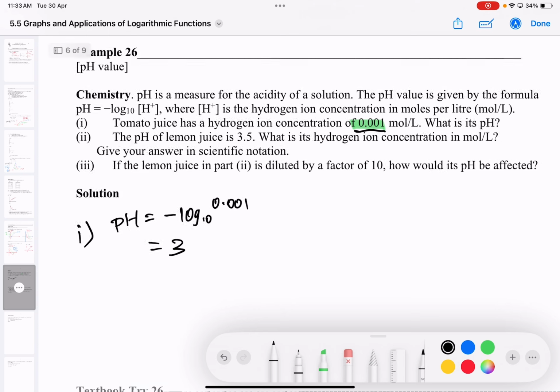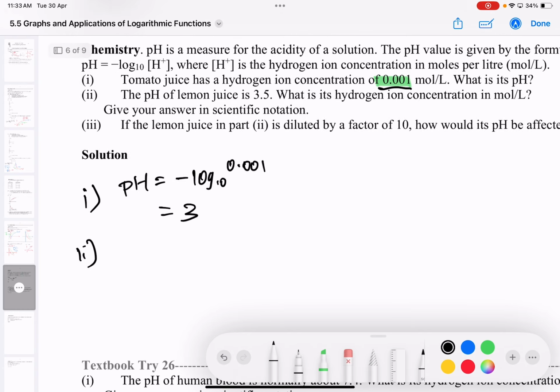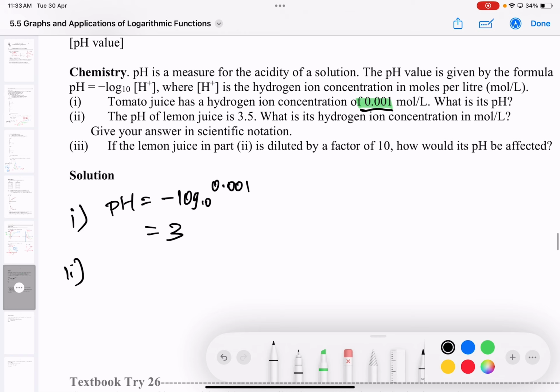Alright, part 2. The pH of lemon juice is 3.5. What is the hydrogen ion concentration? Give your answer in scientific notation. Scientific notation means leave your answer as standard form. So how are we going to do that? We are told that pH is 3.5. Let's substitute that into the equation that we already have.